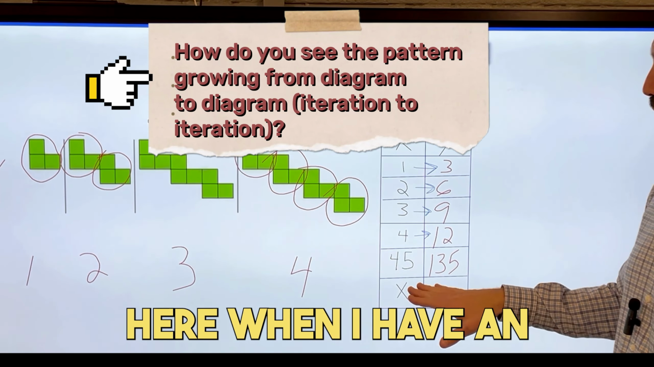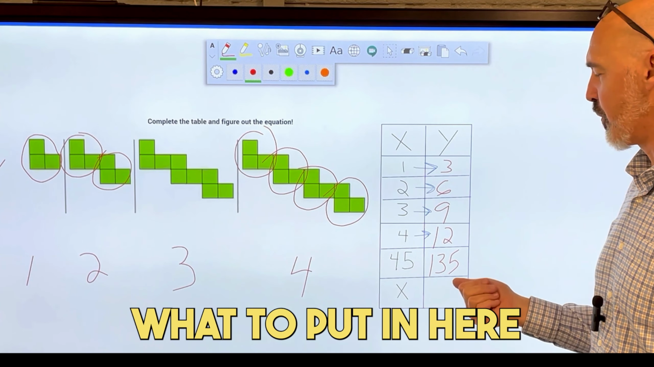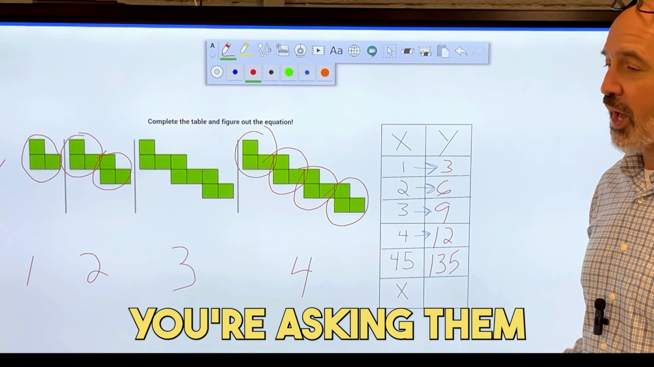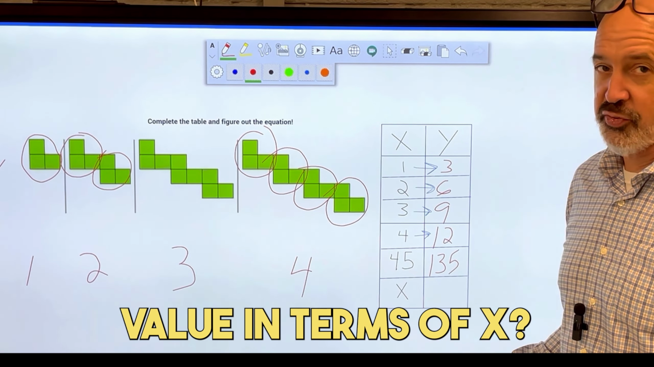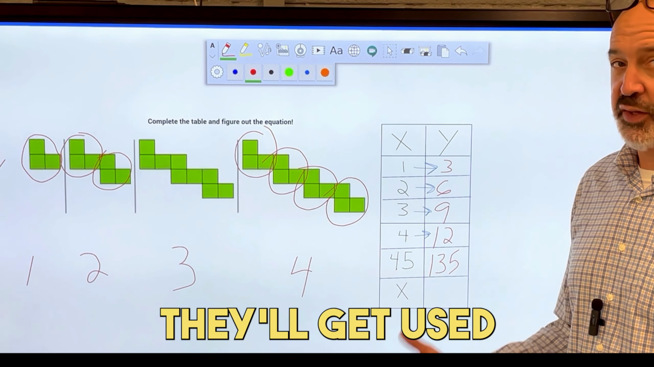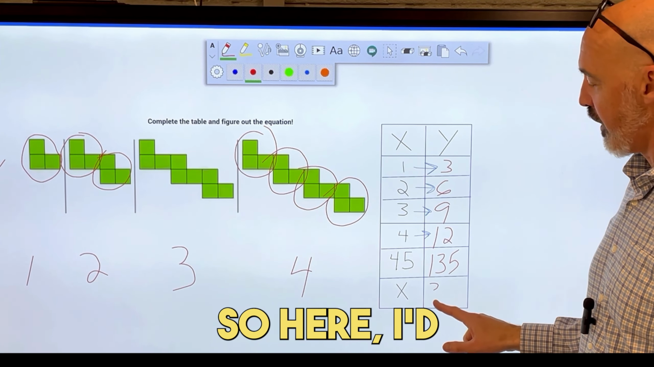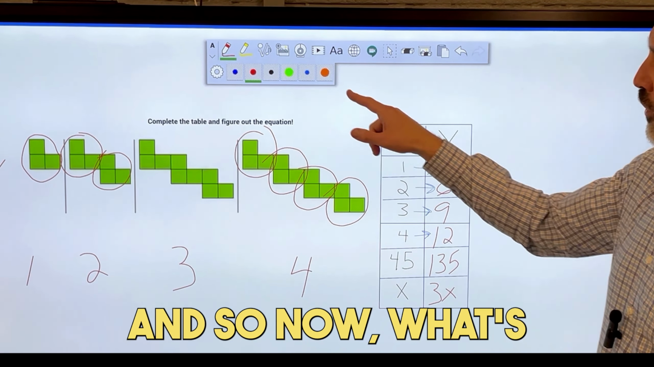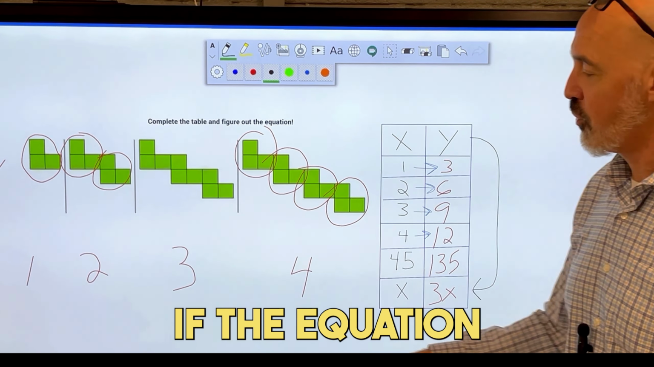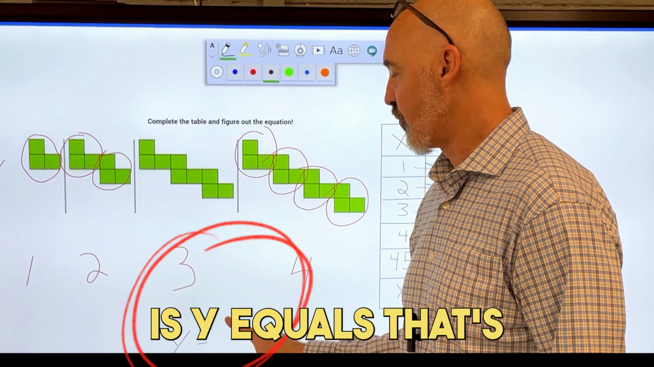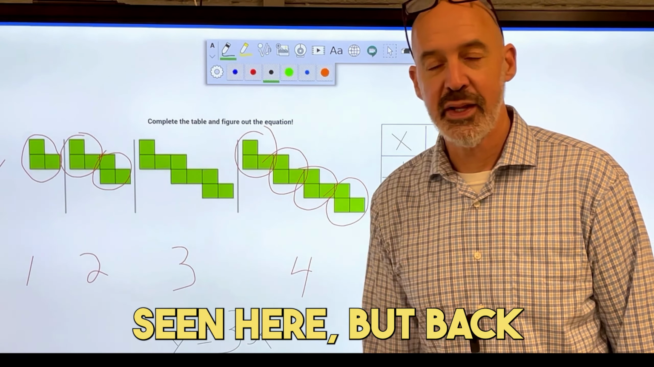And then here, when I have an x, at first kids get very confused because they wonder what to put in here because they don't have a number. But you're asking them over and over again to talk about, well, what is the y value in terms of x? And eventually they'll get used to writing in here the expression that matches. So here I'd write 3x, and so now what's happened is we have the equation built into the table. If the equation is y equals 3x, that's what equation can be seen here.